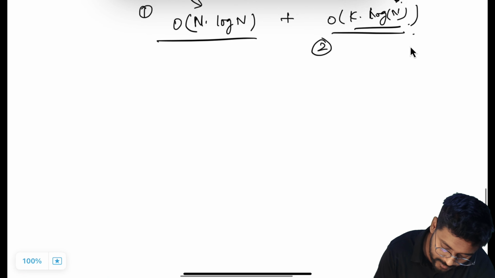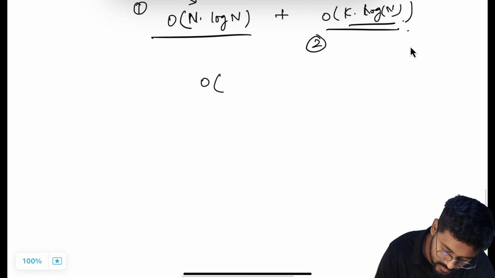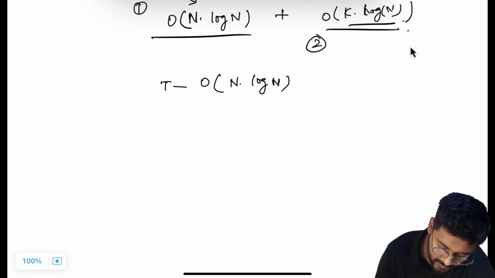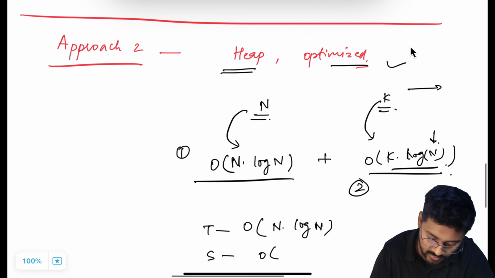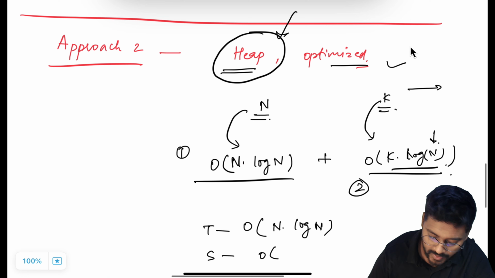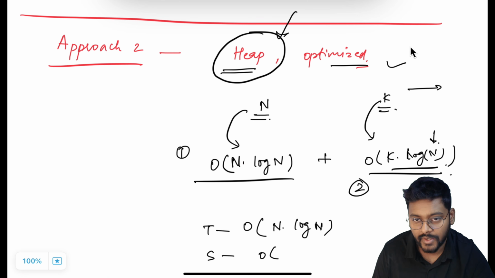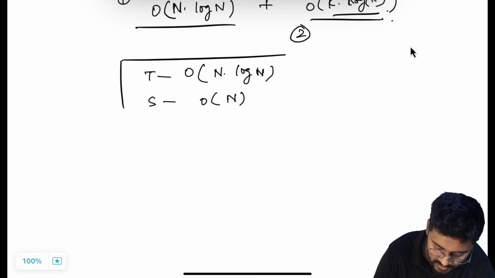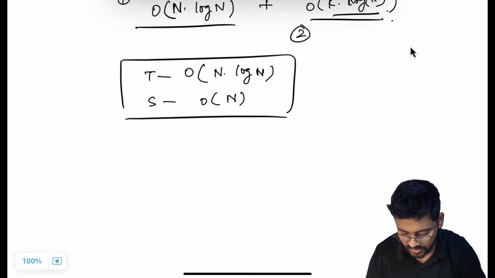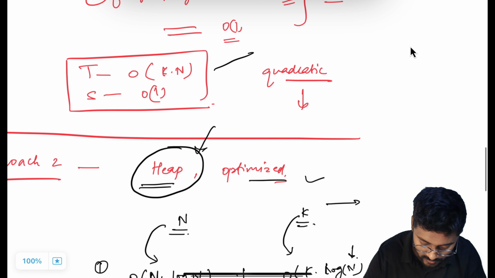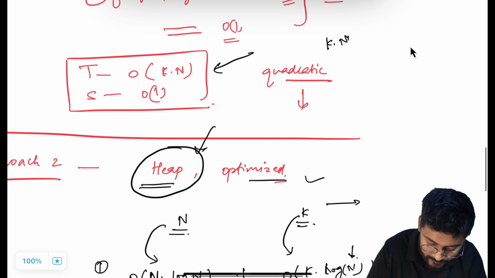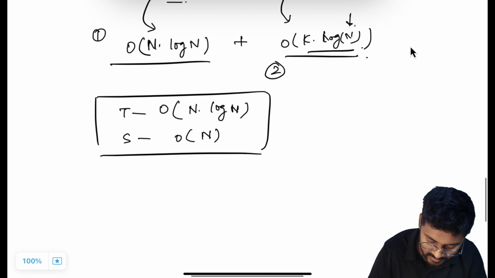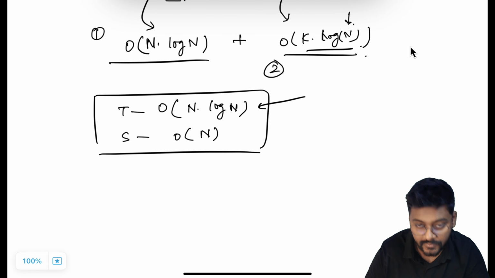So in total, what is the time complexity? On average, you can say n log n is the time complexity of my approach. And what about the space complexity? Here we have introduced a heap data structure to optimize our result, and the heap can go up to order of n as per the size of the input. So this will be the updated time and space complexity. In the previous brute force approach, we were getting k into n. That was quadratic. And this is n log n, which is better than n square.